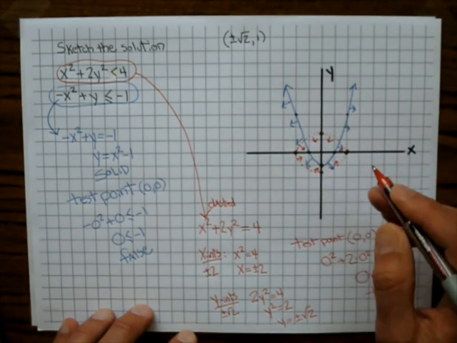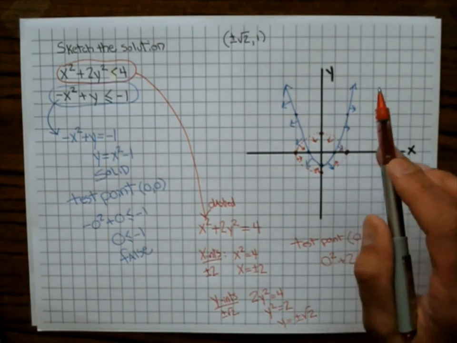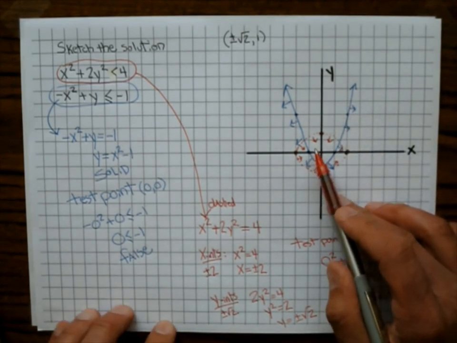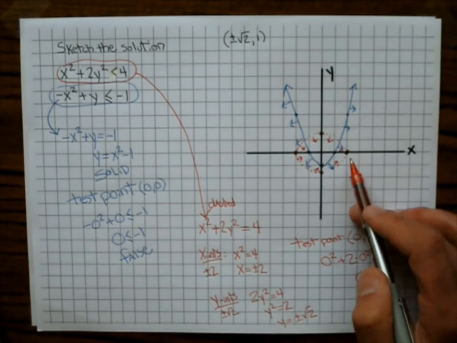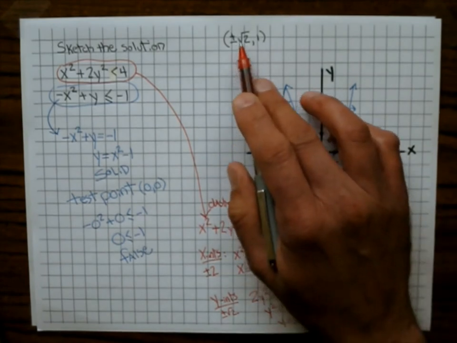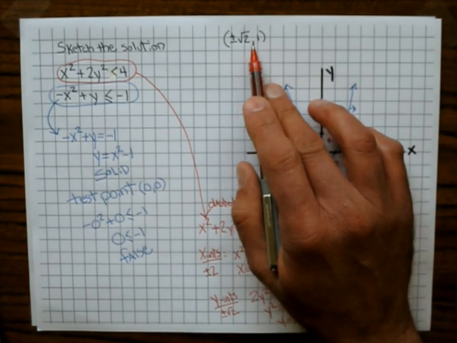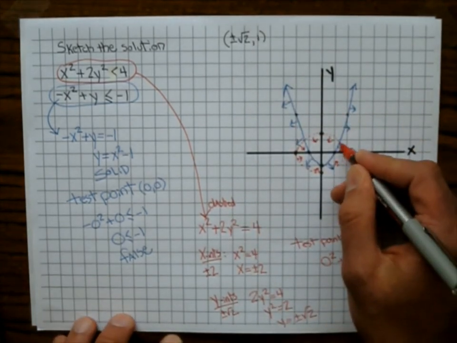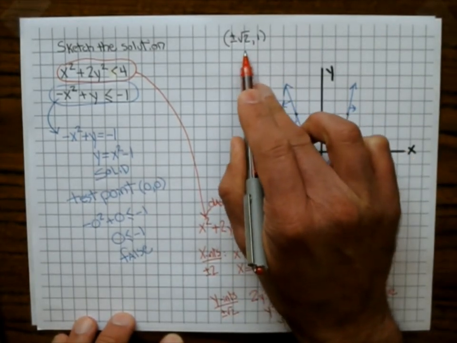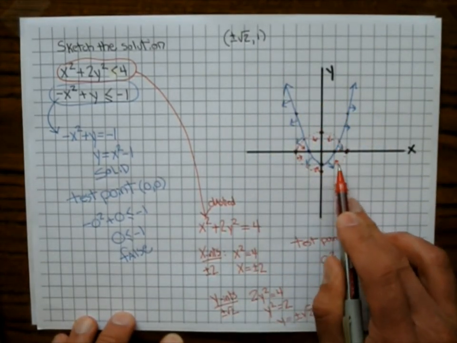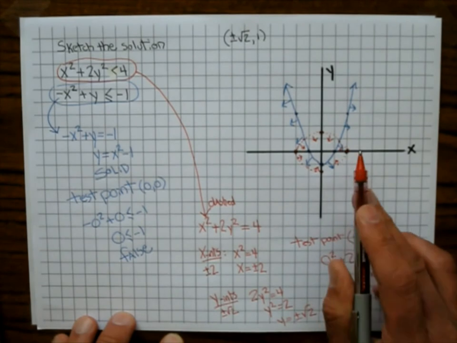Okay, now we have these points of intersection right here, which happen to be, what do they happen to be? 1.4, you know, plus or minus 1.41. They're right here. Those are the points of intersection right there and right there. So that kind of lines up with the last problem, that we have two points of intersection between the ellipse and the parabola.